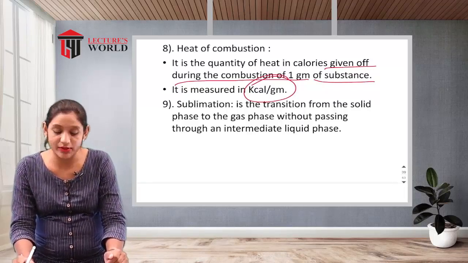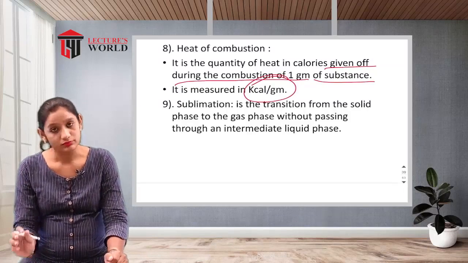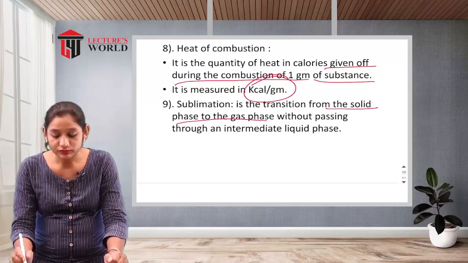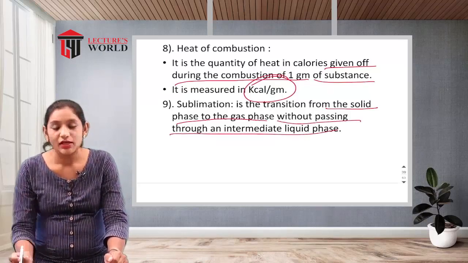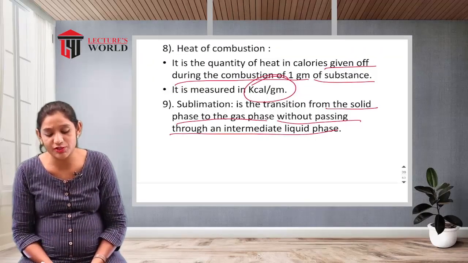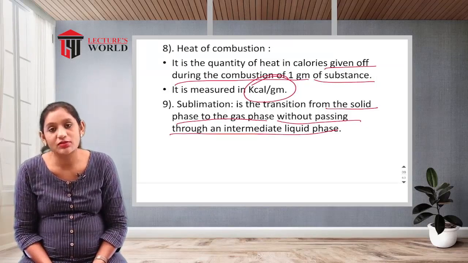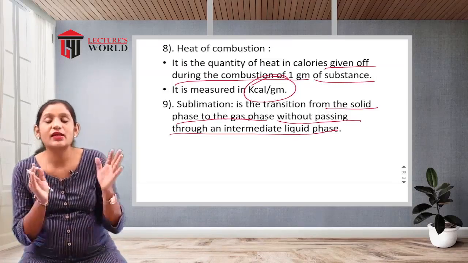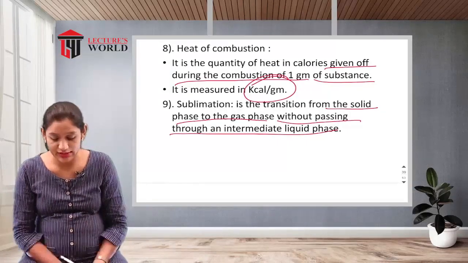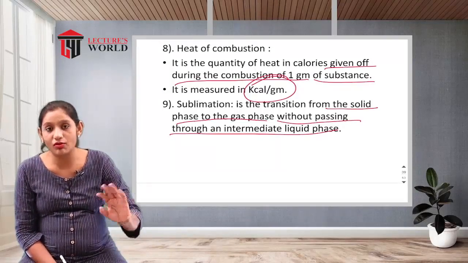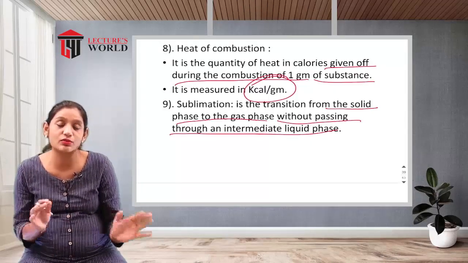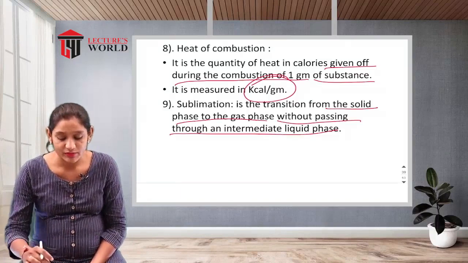Sublimation. What is called sublimation? Sublimation is the transition from the solid phase to the gas phase without passing through an intermediate liquid phase. Means the state changes from solid directly to gaseous, without passing through the intermediate liquid phase.